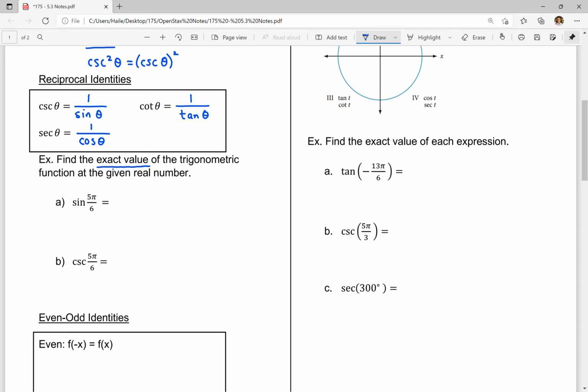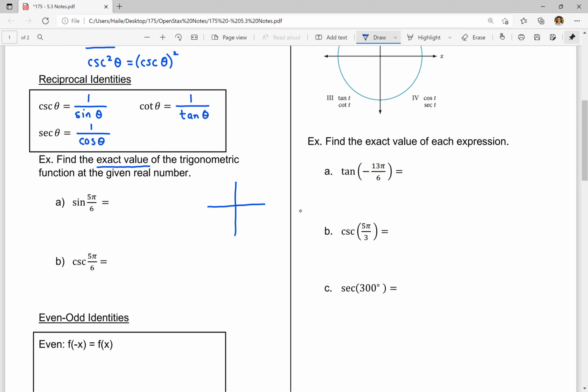We're going to find the sine of 5 pi over 6. So maybe let's still draw our picture out. Eventually when you're doing these, you may not need to draw the pictures, but I would suggest doing it when you first start out just to make sure your angles are in the correct place.